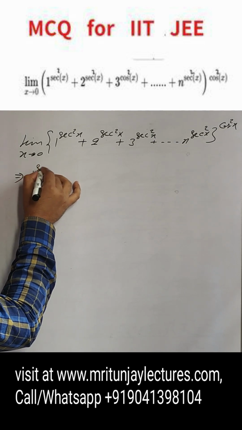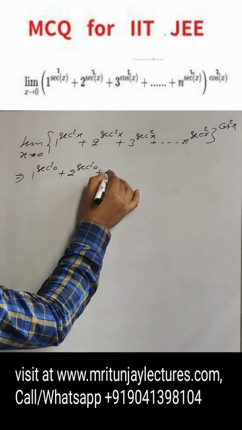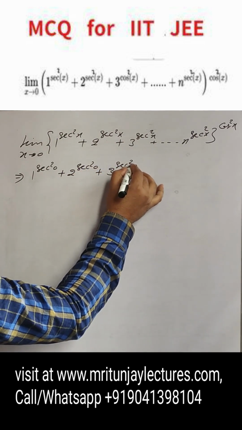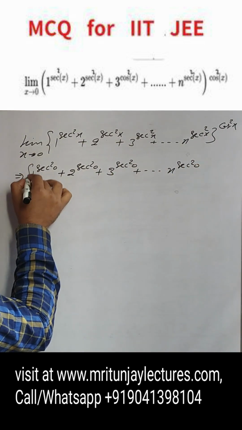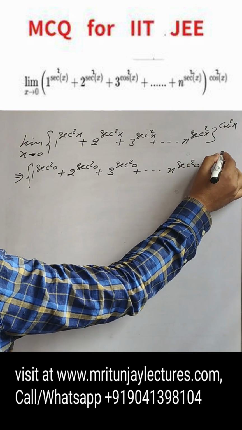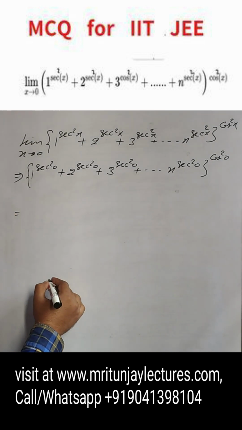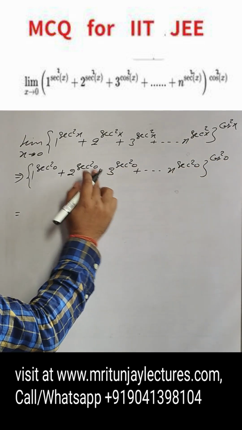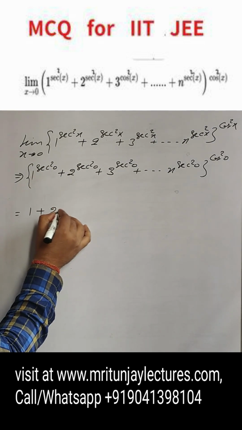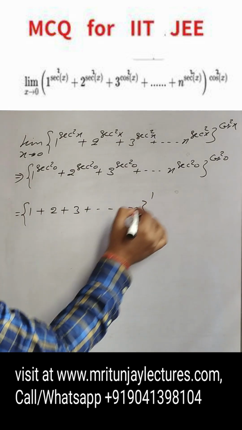Then we got sec square 0 plus 2 to the power sec square 0 plus 3 to the power sec square 0, and so on, n to the power sec square 0, the whole to the power cos square 0. Okay, now I know that cos square x is equal to 1, cos 0 is 1, sec 0 is also 1. So 1 plus 2 plus 3 and so on up to n, the whole to the power 1.